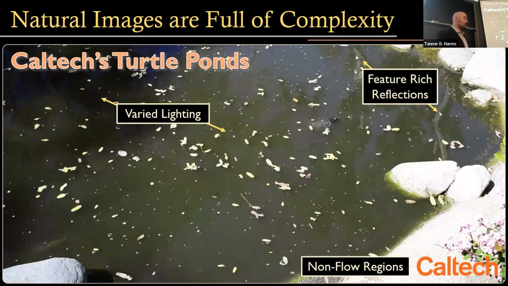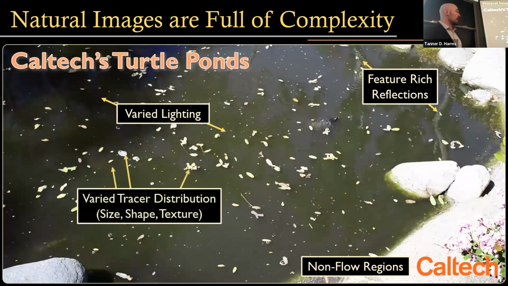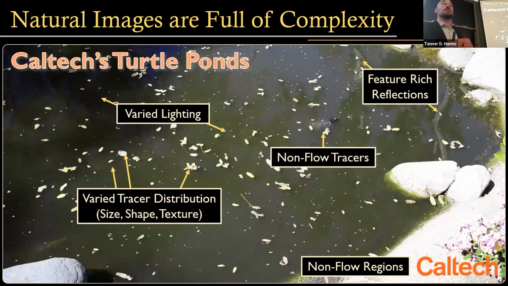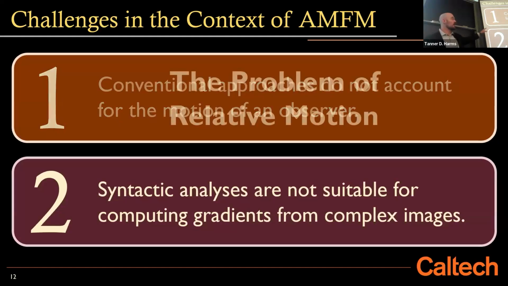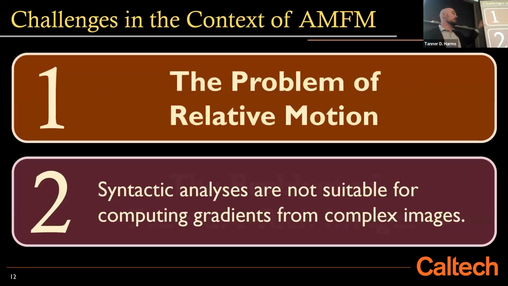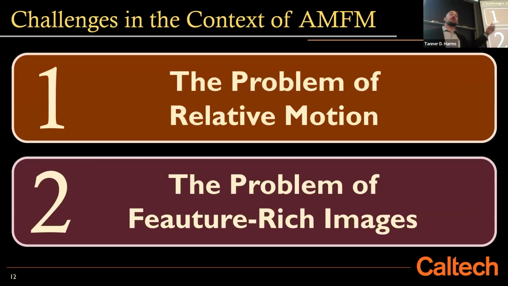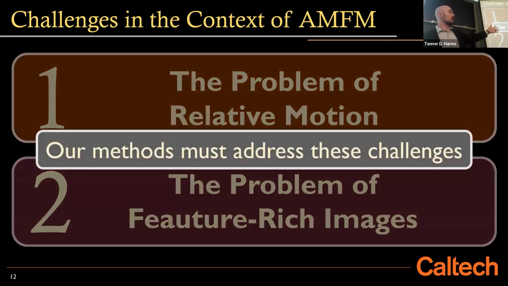There's parts of the flow that we want to automatically ignore, like the shore here. We also have various types of tracers. So there's bubbles and leaves and clusters of leaves and bubbles. And we want to be able to use all of them if they're the right kind of tracer. Finally, there might be something like our turtle friend here, which is not a tracer that we want to measure. It's acting independently of the rest of the flow. And so we need to be able to distinguish those. So these are problems, and I'm going to call them shorter names. We have the problem of relative motion. That's our first issue. And the problem of feature-rich images. And these are the type of things that as we develop methods, we need to come up with tools that address the challenges.